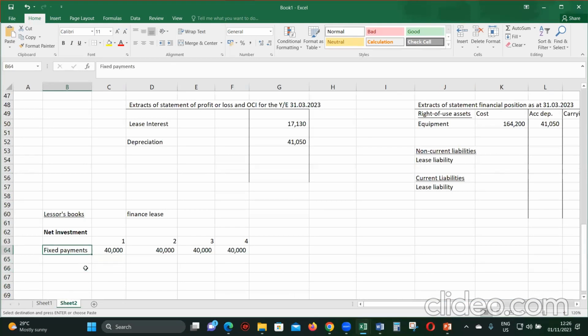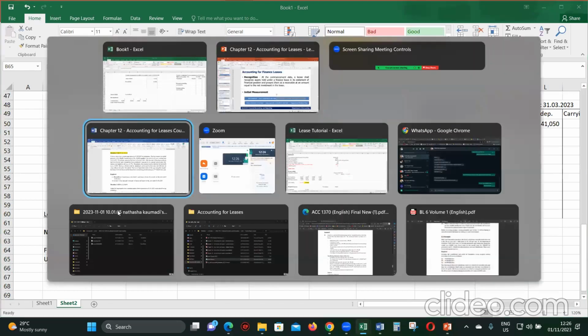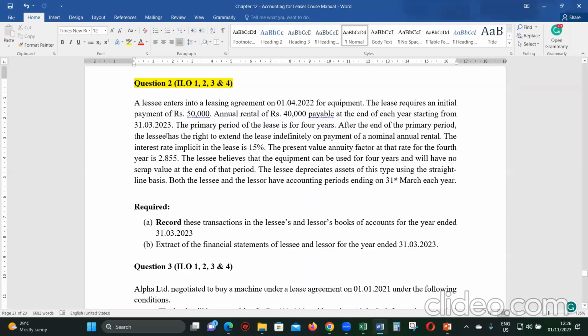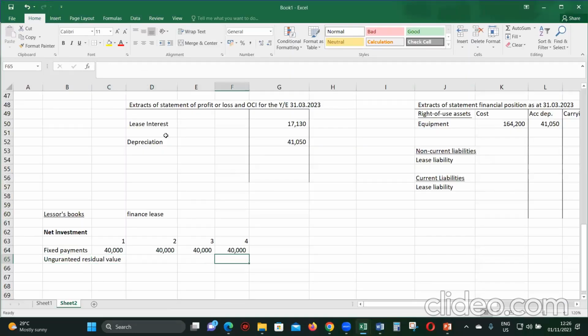Now, what is the additional one coming in the net investment? That is unguaranteed residual value. In this question, do we have unguaranteed residual value given? No, there's no such value. So if you have one, you can put it here in the last year, similar to guaranteed residual value. Since we don't have, it is 0.